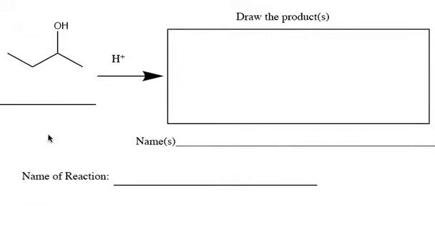This is the reaction when 2-butanol is exposed to an acid catalyst. This is called 2-butanol because we have 1, 2, 3, 4 carbons and an alcohol on carbon number 2. We have reaction conditions of an acid catalyst, and so what we're going to be doing here is a dehydration.